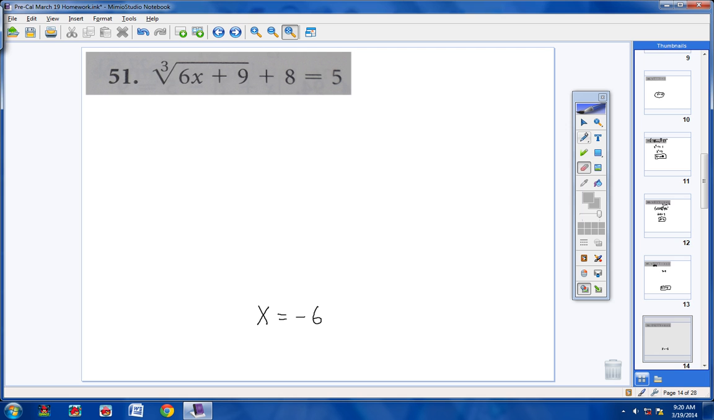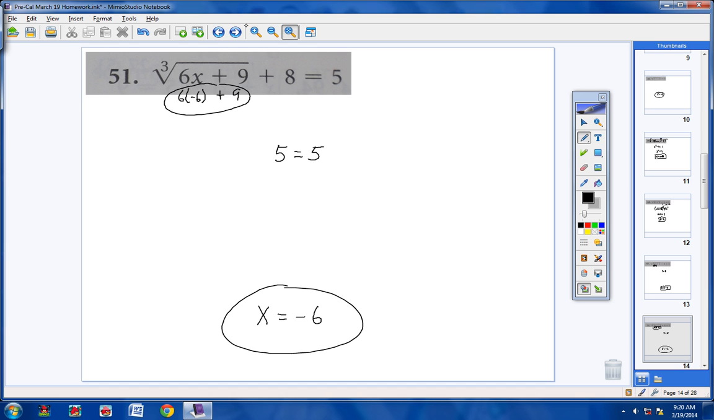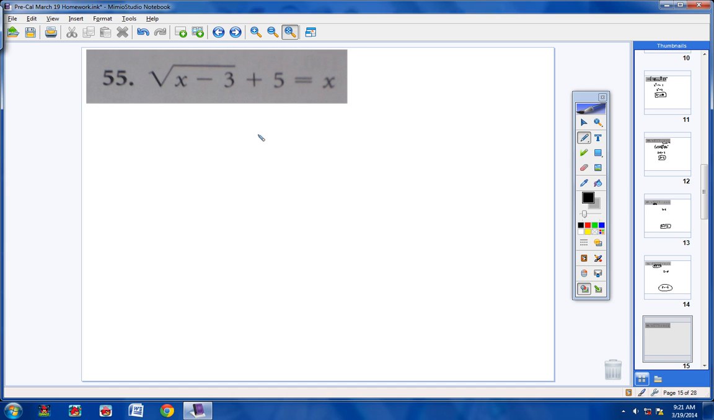Now, of course, with root equations, we have to check our answer. So on this problem right here, everywhere there's an x, you put a negative 6. 6 times negative 6 plus 9. Do all the simplifying, take the cube root, add 8. You will get 5 equals 5. So this answer does check. Moving on to 55.